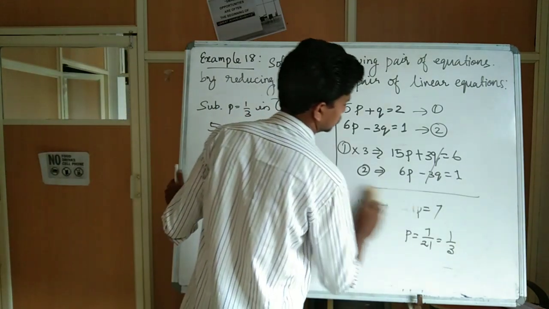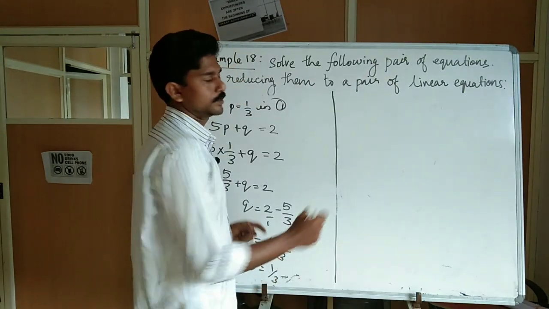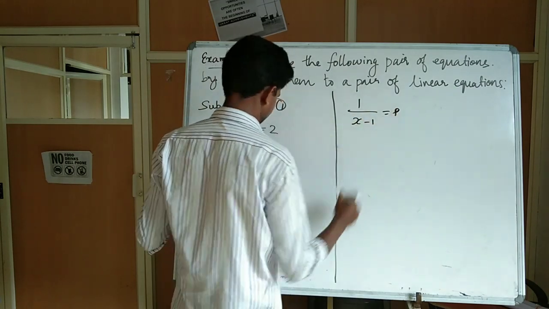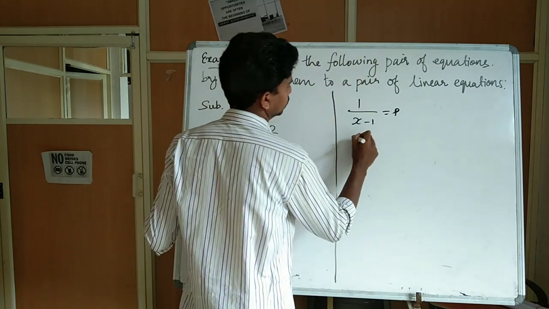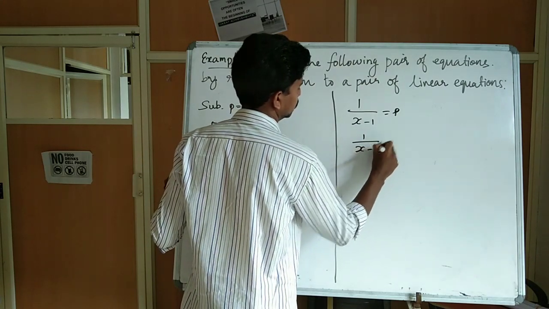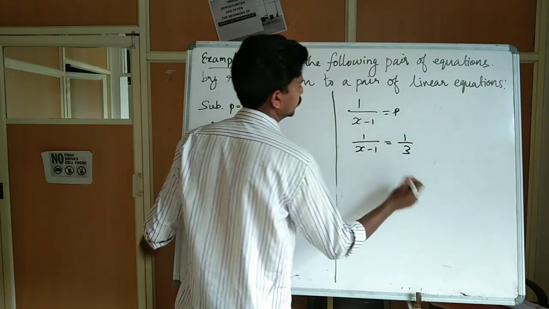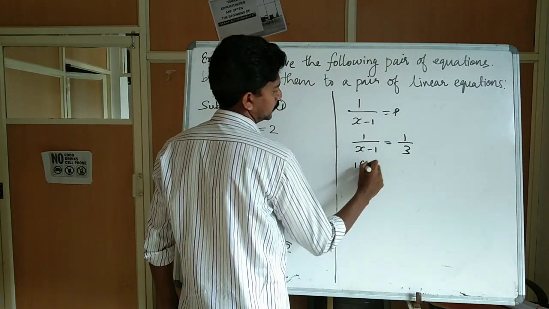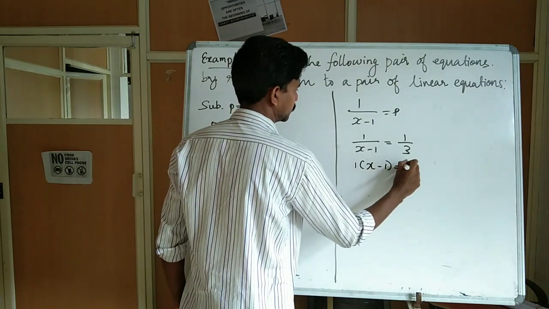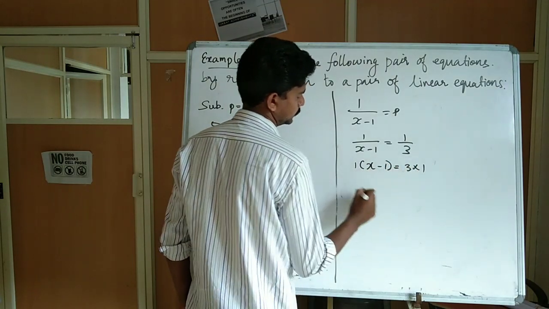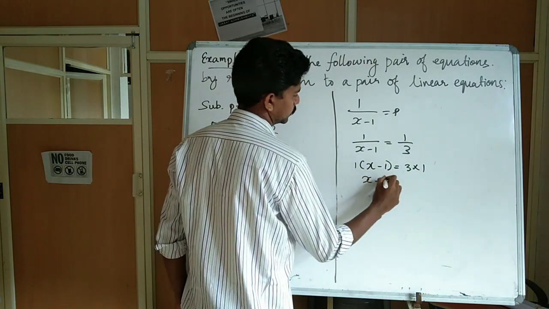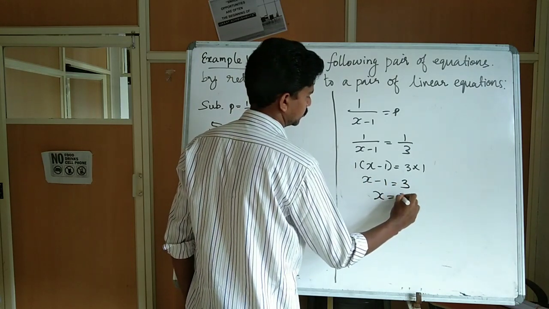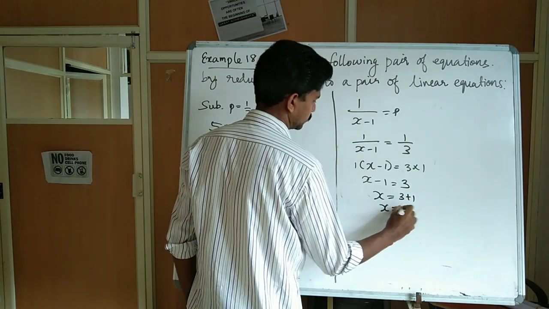Now let us find x. We have taken 1 by x minus 1 is equal to p. What is the p value? 1 by 3. So 1 by x minus 1 is equal to 1 by 3. We can do cross multiplication. First the x term: 1 into x minus 1 is equal to 3 into 1. So x minus 1 is equal to 3. When you send that side, x is equal to 3 plus 1, x is equal to 4.